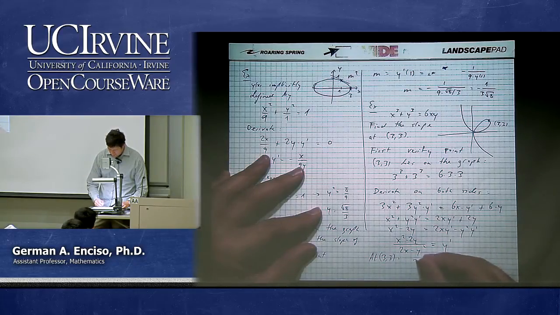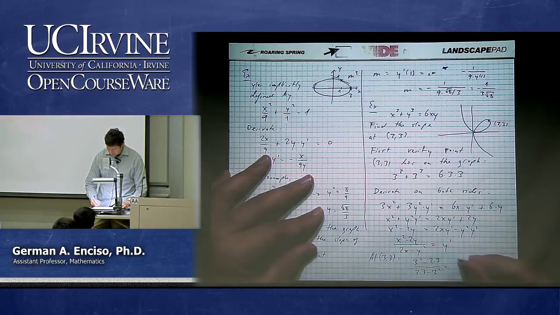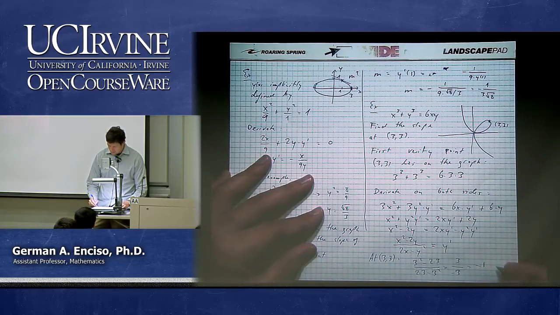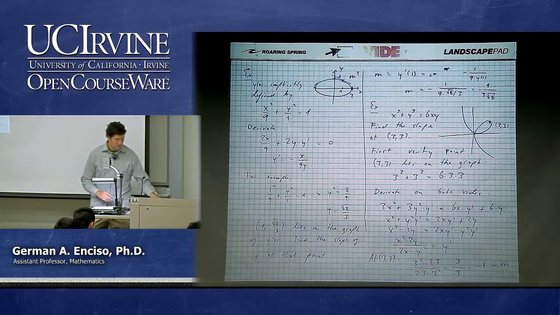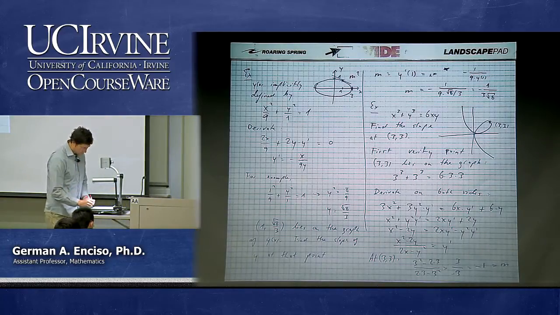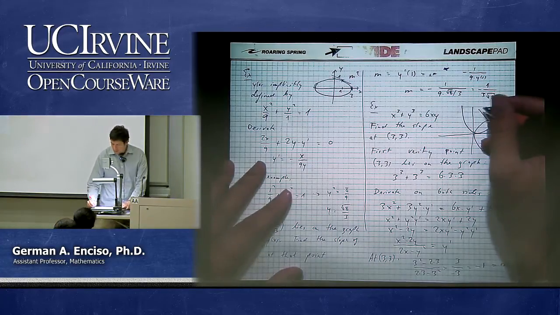We have 3 squared minus 2 times 3 divided by 2 times 3 minus 3 squared is equal to, what is that? That is 9 minus 6 is 3, and this is 6 minus 9 is minus 3, is equal to minus 1, and that is the slope, that is y prime at the point (3, 3). That means that the tangent line looks something like this, with m equals minus 1.